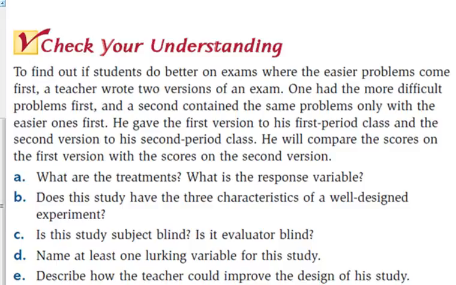What could be a lurking variable? It doesn't tell us what the results are, but let's say that first period, the one with the easier questions first, did better than second period. What could be a lurking variable? Could just be a better class in general. They could just do better on all their tests. Anything else? Some students don't necessarily start right at the beginning of the test. Some of them just skip around. So it doesn't really matter what they put first.